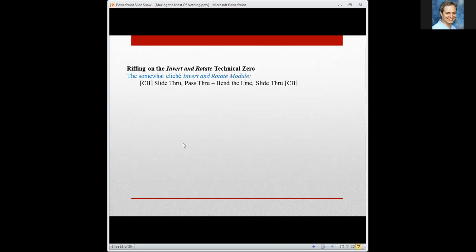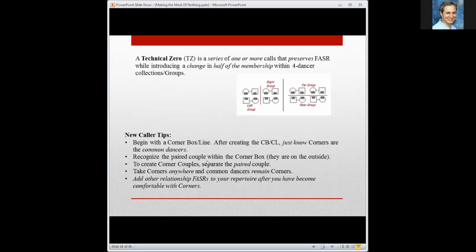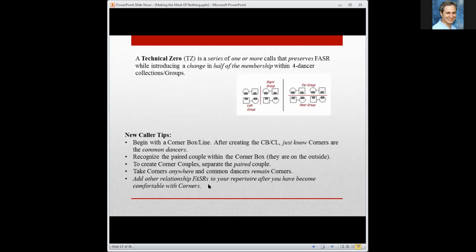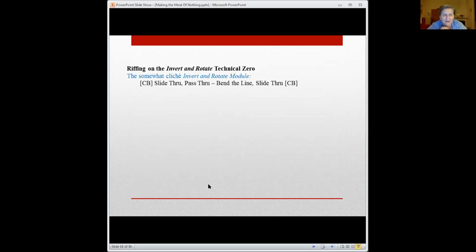Okay. So you take those common dancers anywhere, and you'll always meet other common dancers. So that's what I mean by you can change the relationship phasers to anything you want. If you start from a partner box, partners are there. Take the partner with you anywhere, and you can create another partner box, guaranteed. Does that concept make sense to everybody? Yes. Okay.